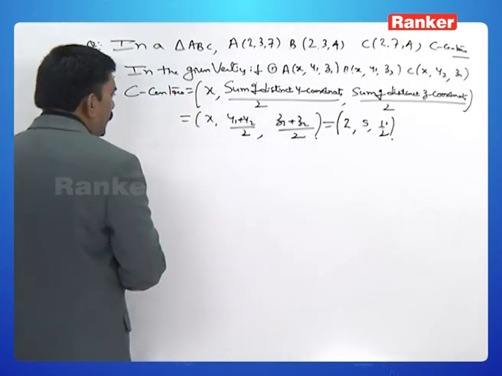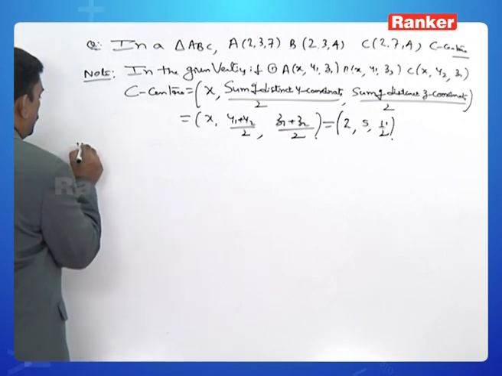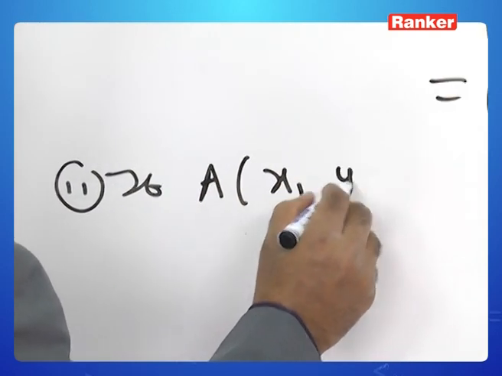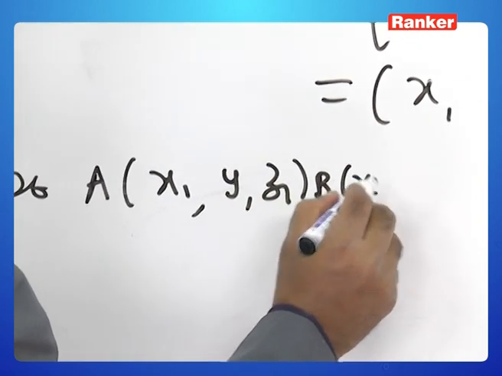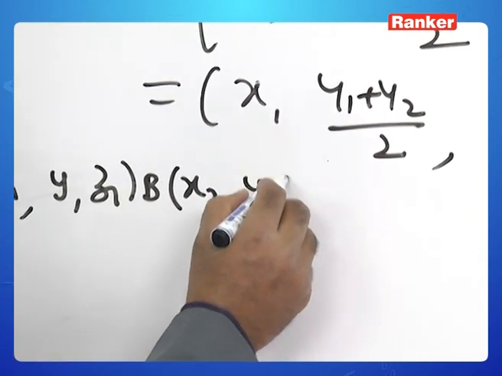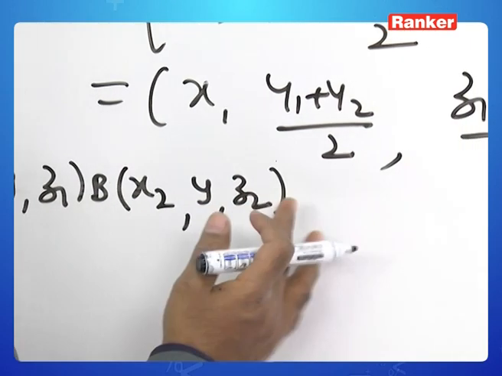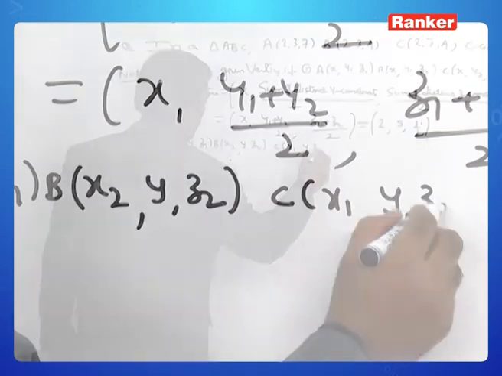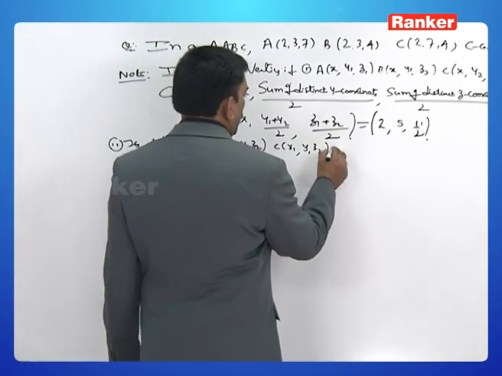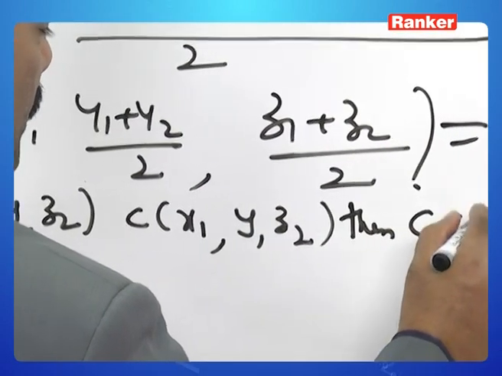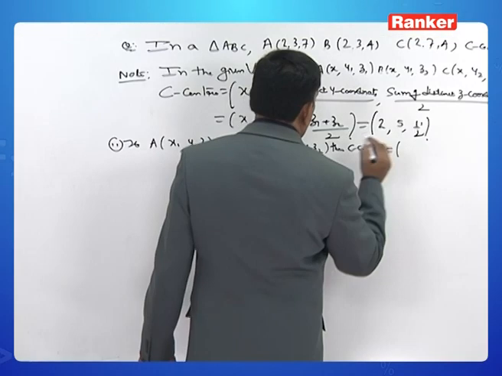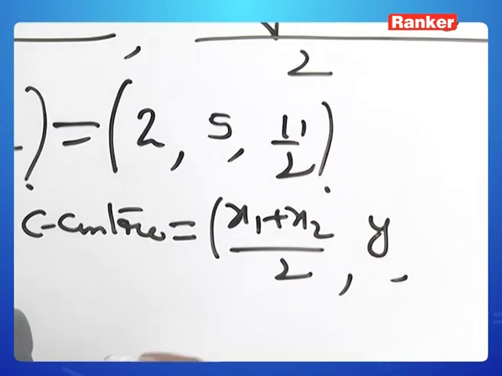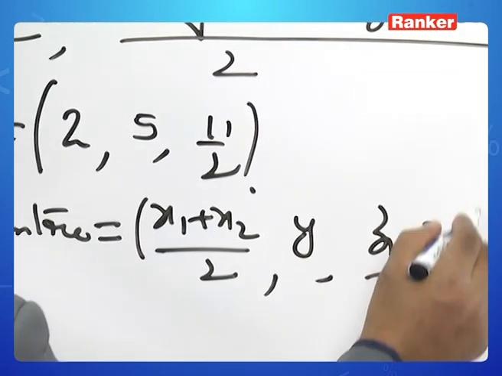Now the other one is case 2. Second one: if A is (x1, y, z1), B is (x2, y, z2), and C is (x1, y1, z2), then I can write the circumcenter as the sum of distinct x coordinates by 2, then the y coordinate, then the sum of distinct z coordinates by 2.